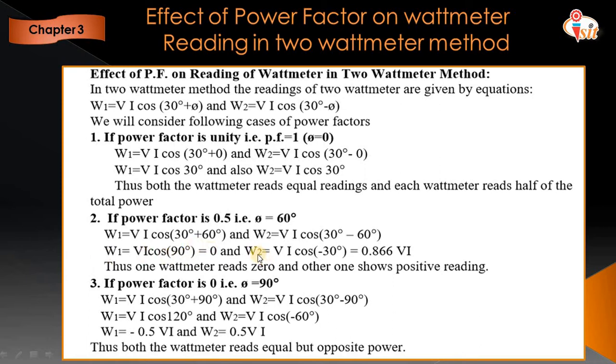Then next, if the power factor is 0, that is φ is equal to 90, then W1 is equal to VI cos(30 plus 90) and W2 is equal to VI cos(30 minus 90). W1 is equal to VI cos 120 and W2 is equal to VI cos(minus 60). Then W1 reads minus 0.5 VI and W2 is equal to 0.5 VI. From this we conclude that the magnitudes of W1 and W2 are the same, but there is a minus sign on the W1 reading, or you can say one of the wattmeters measures a negative reading of the same value.